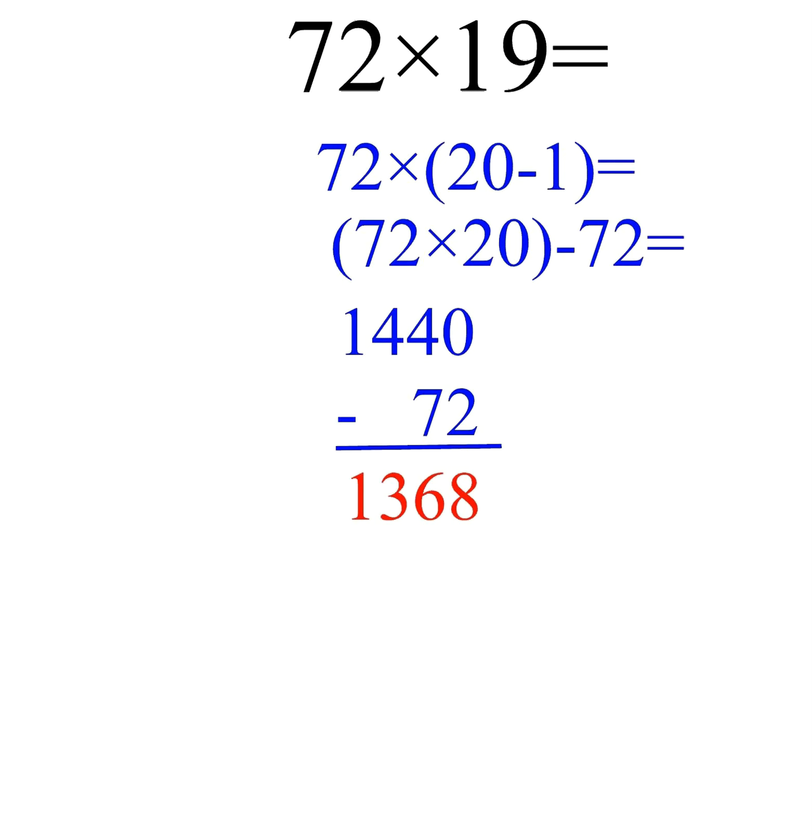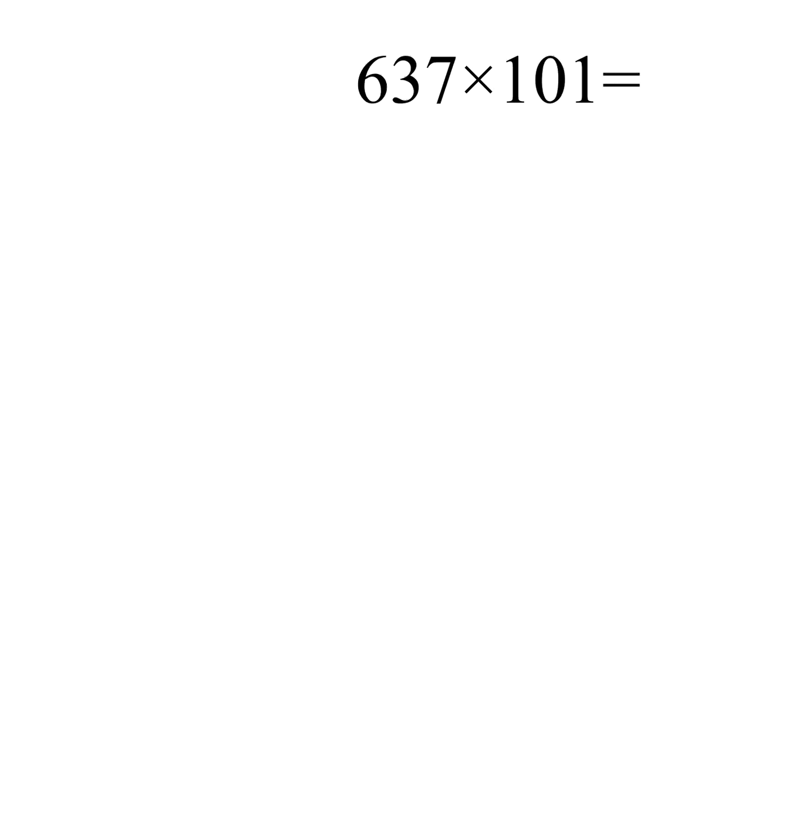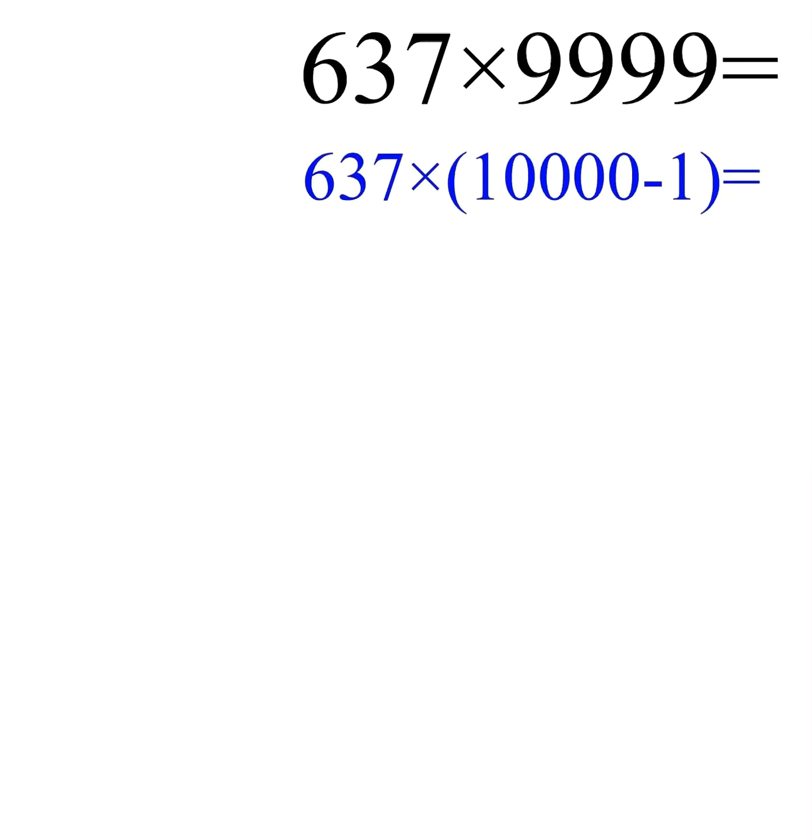Okay, let's have another example. Here, again, we could write 101 as 100 plus 1. We could do it as a practice. Or here, we could write 9999, the four nines, as 10,000 minus 1. And then use the distributive property. You could do it as a practice. I'm not going to do it here.